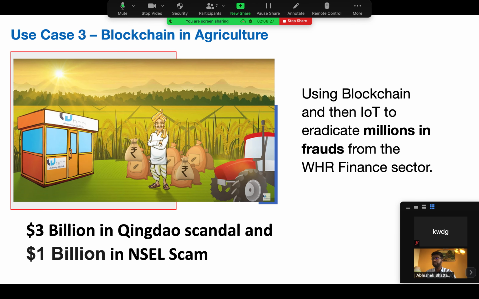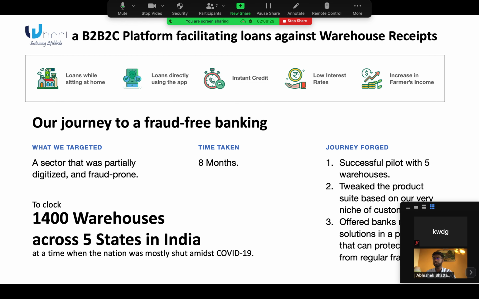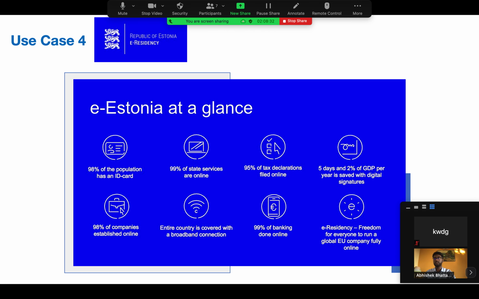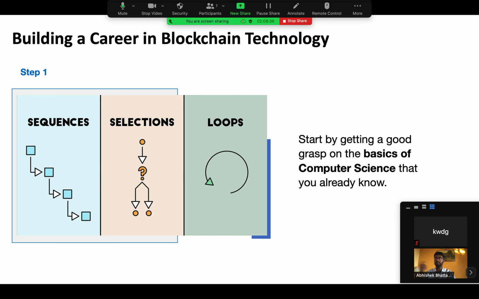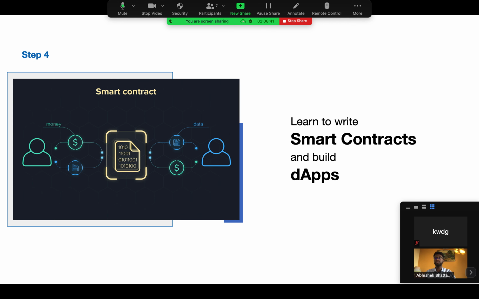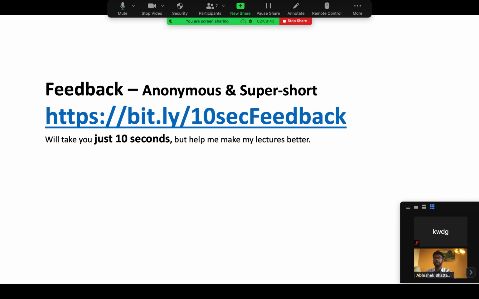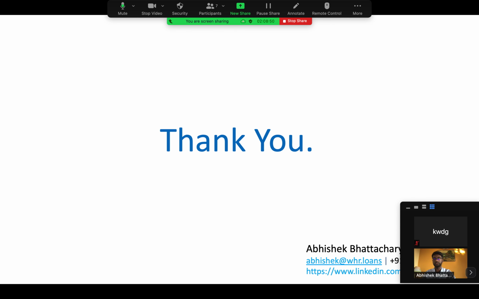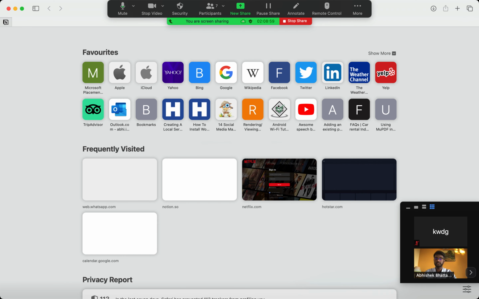I have a few more slides. I have one more use case on Estonia. After this, I wanted to give out how you can build a career in blockchain technology, but we are short on time, so I'm skipping these. Eventually we would want to do this someday, but not today. It is not possible in two hours. So we will end it here. Let me share the screen to Safari once, so that we can open a blockchain explorer and see it in the last few minutes.